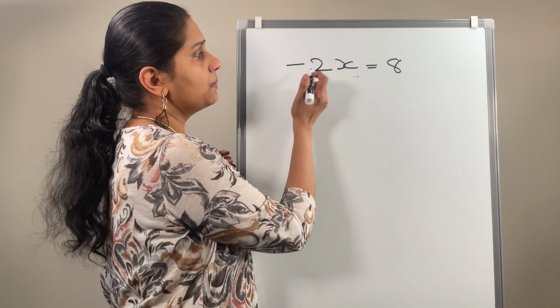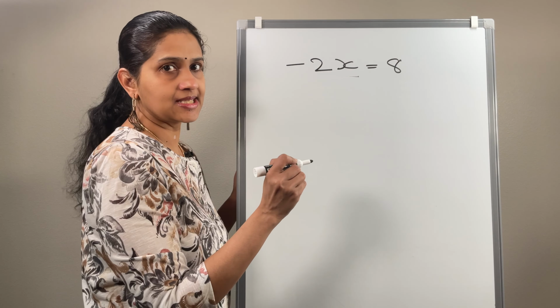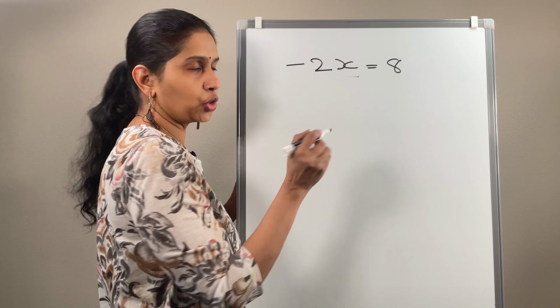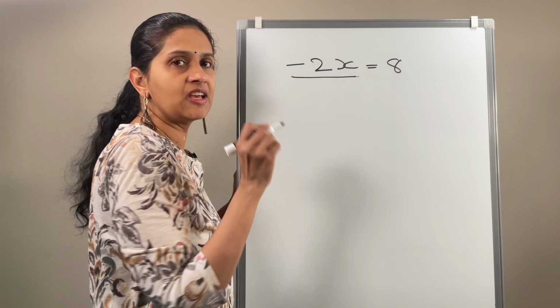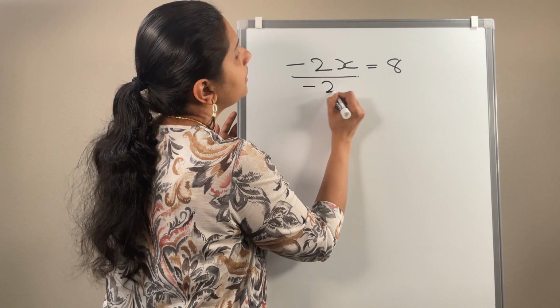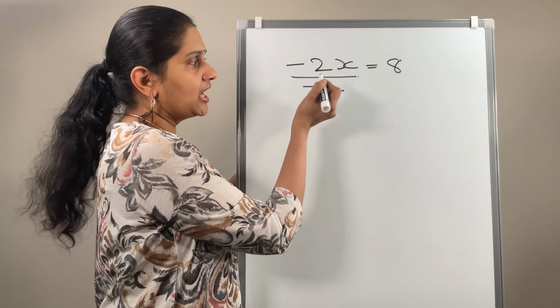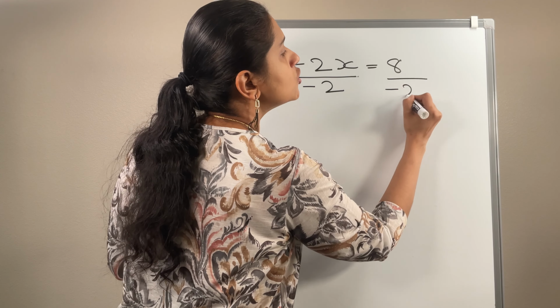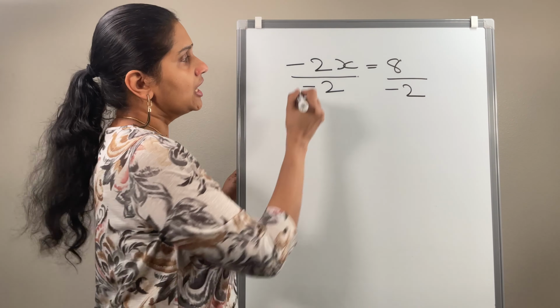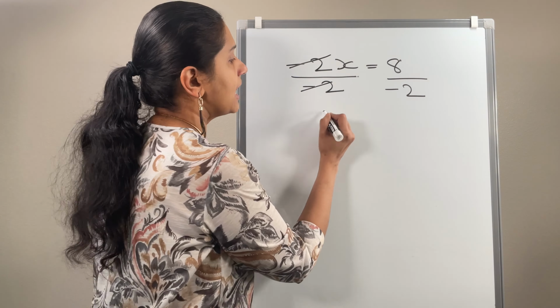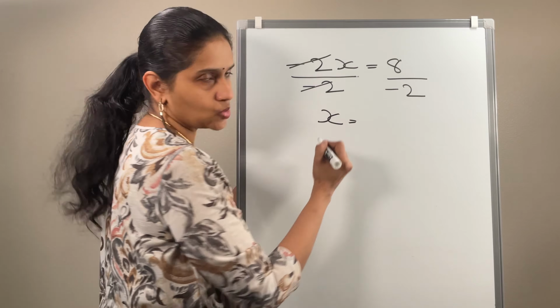Consider the example minus 2x equal to 8. Here you can see the number associated with the variable x is negative. So in order to isolate this variable x, I have to divide the left side by minus 2. When I divide this side by minus 2, I have to divide the other side also by minus 2. Now what will happen is minus 2 will get cancelled out and the variable x will get isolated.